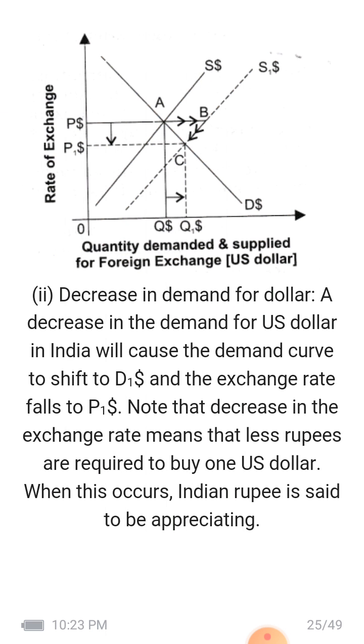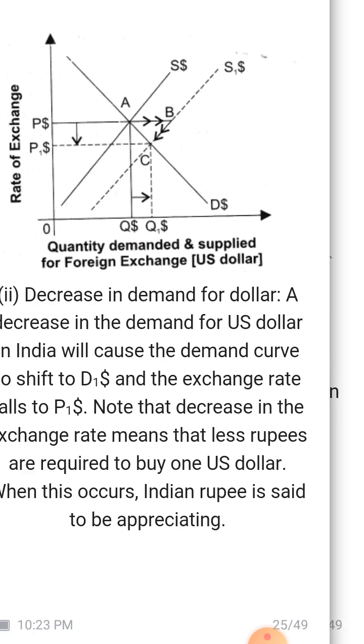Decrease in demand for the dollar. A decrease in demand for the US dollar in India will cause the demand curve to shift from D1 to D2, and the exchange rate falls to P1. Note that a decrease in the exchange rate means that fewer rupees are required to buy 1 US dollar. When this occurs, the Indian rupee is said to be appreciating.